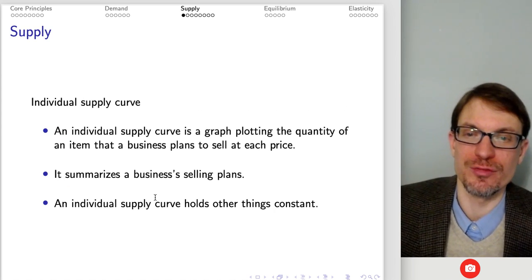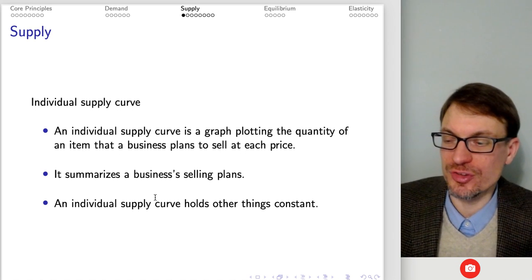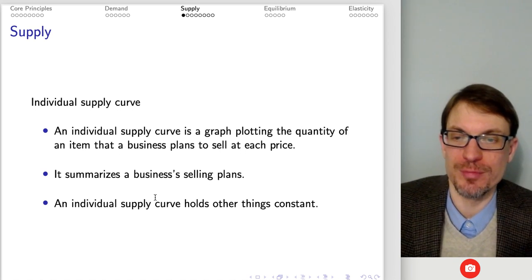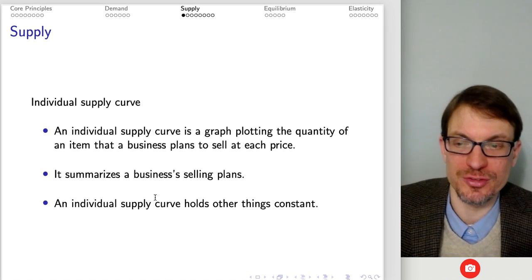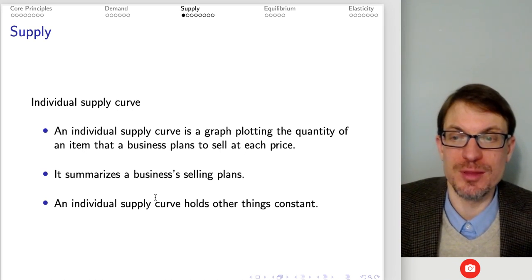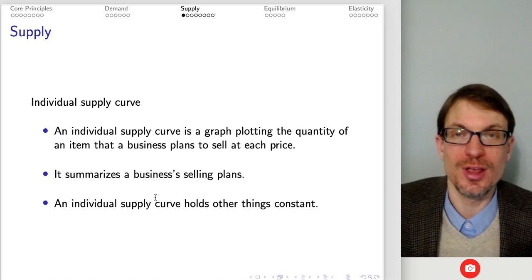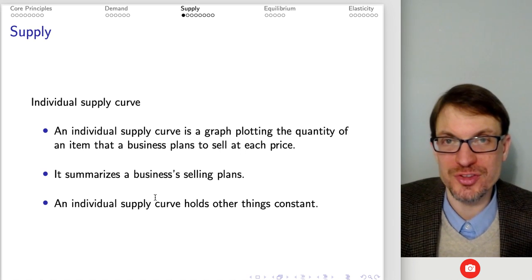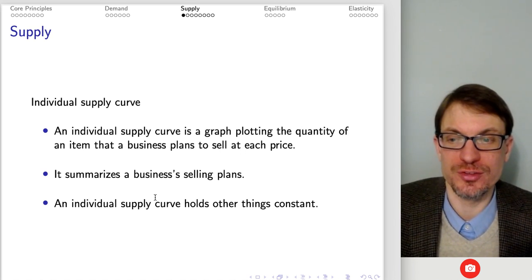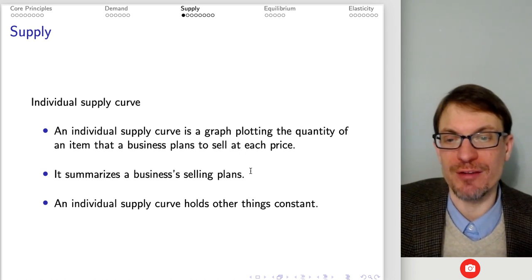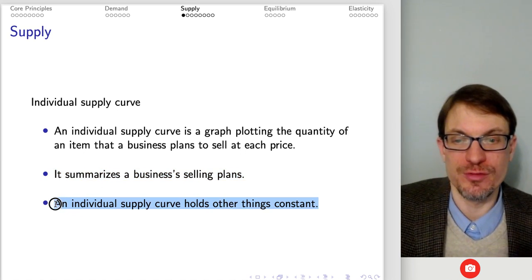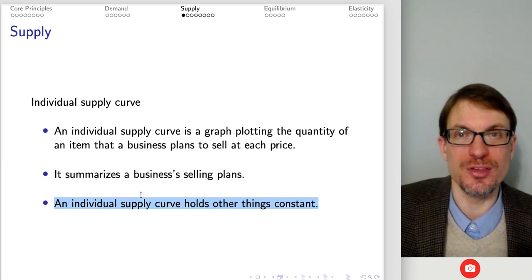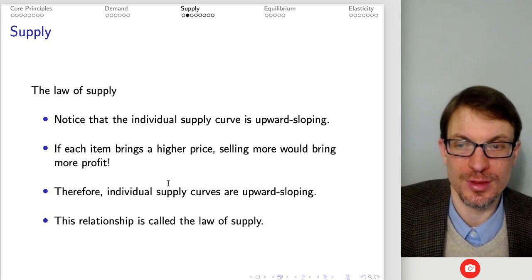The supply curve is a relationship just like our demand relationship, where it collects the prices and the quantity supplied at each and every price. You can show this graphically, and the basic idea is it'll show us how much the firm wants to bring to market at a given price. Basically, it's a summary of that firm's plans. And again, the supply curve is holding other things constant. It's making the assumption that nothing else has changed.